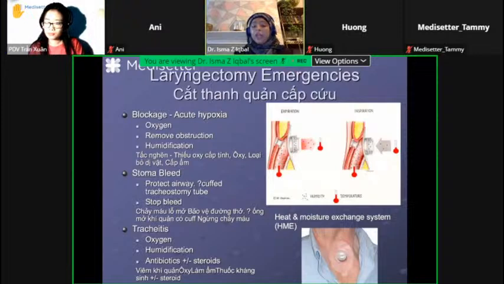Now, because of the change in physiology, because of the fact that we've lost all of this humidification and the air is going directly into the lungs, these patients can often get tracheitis or inflammation of the trachea.